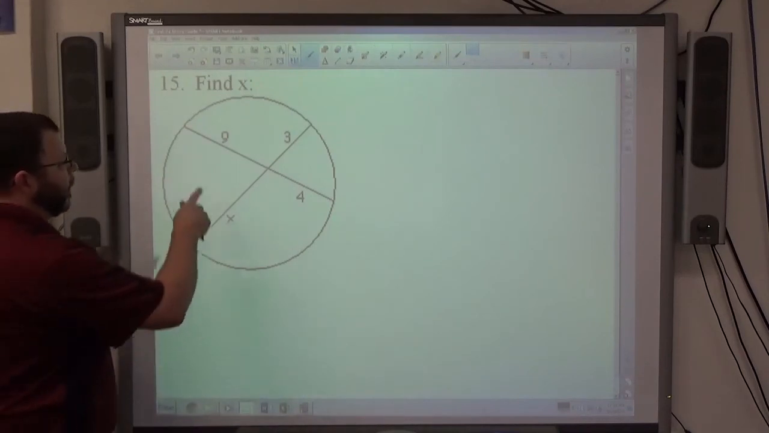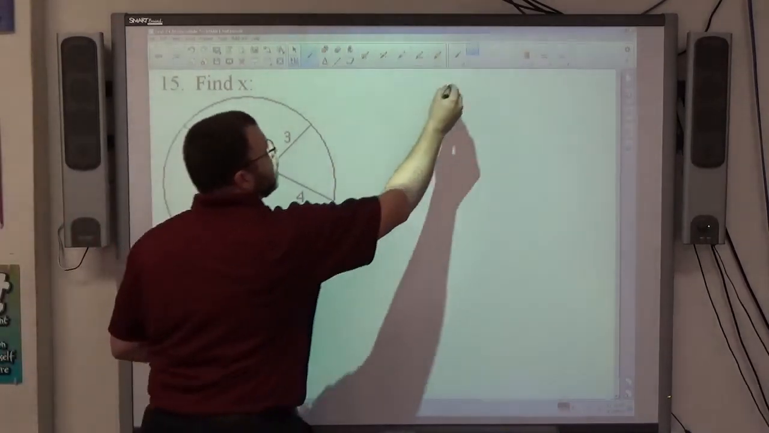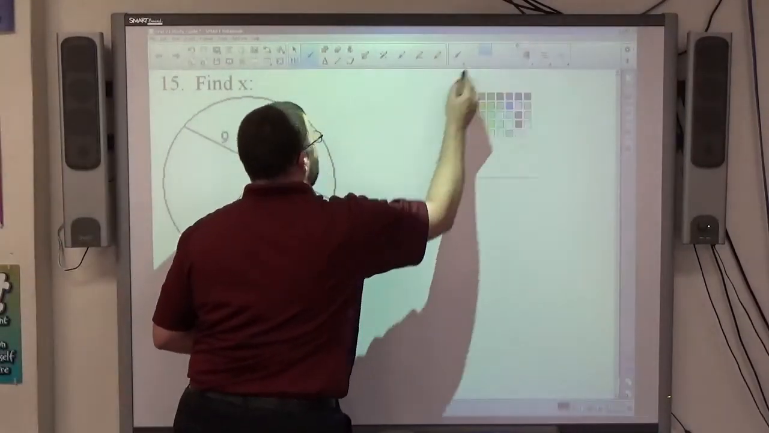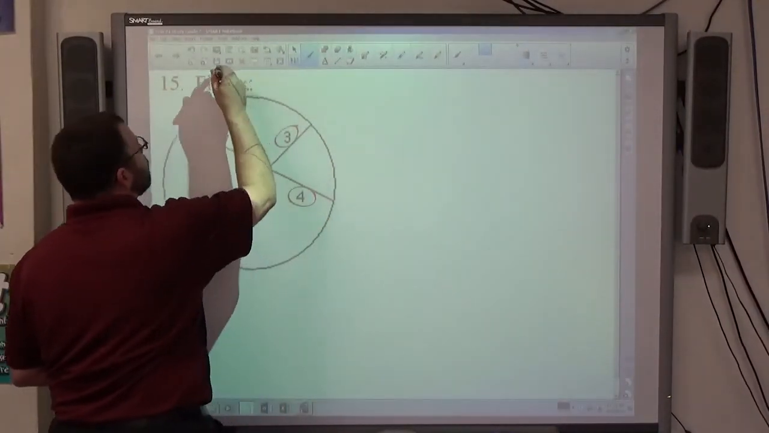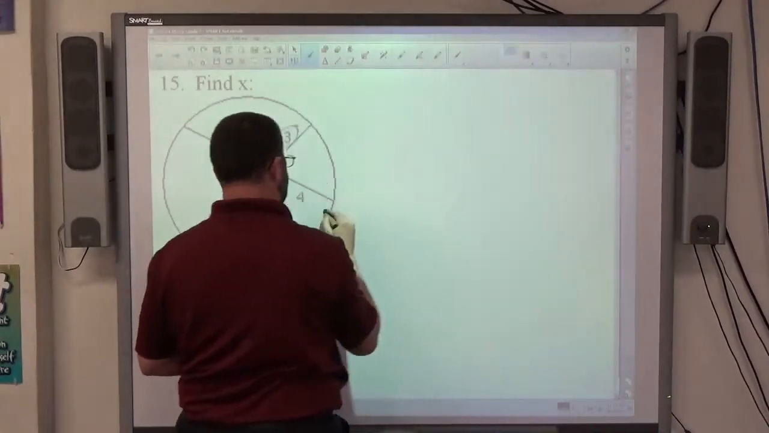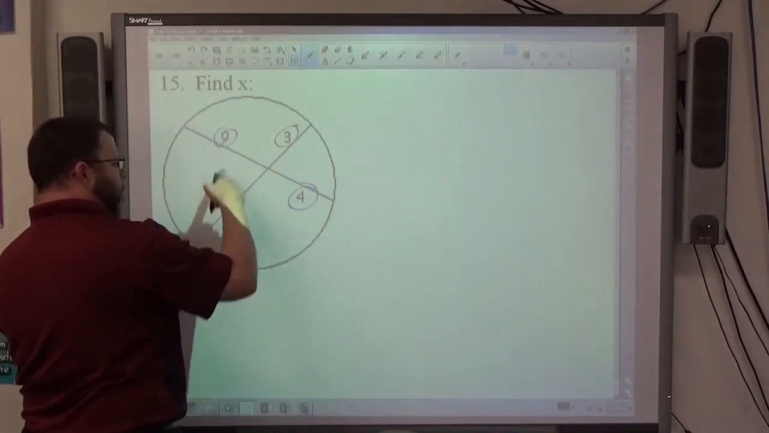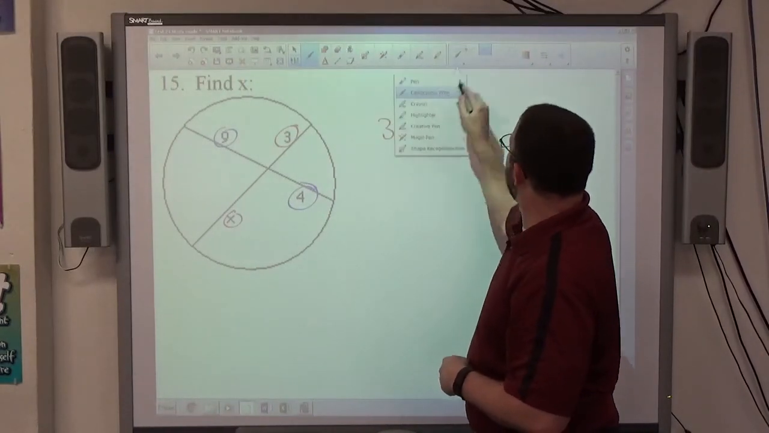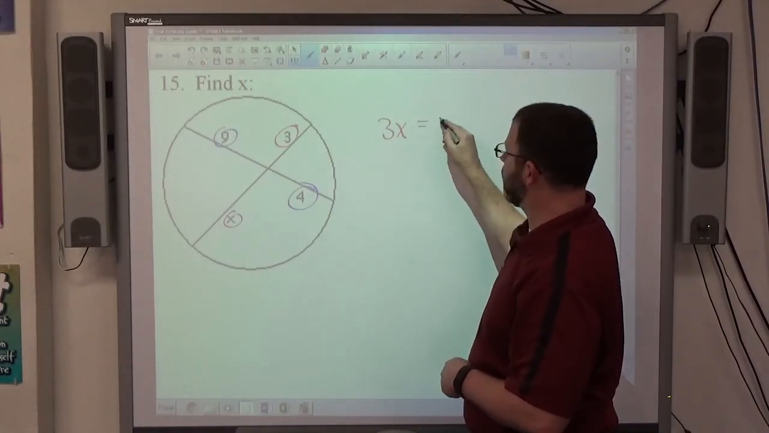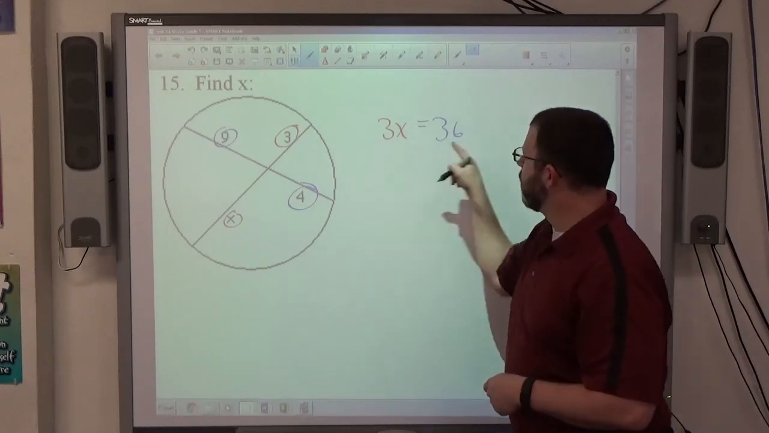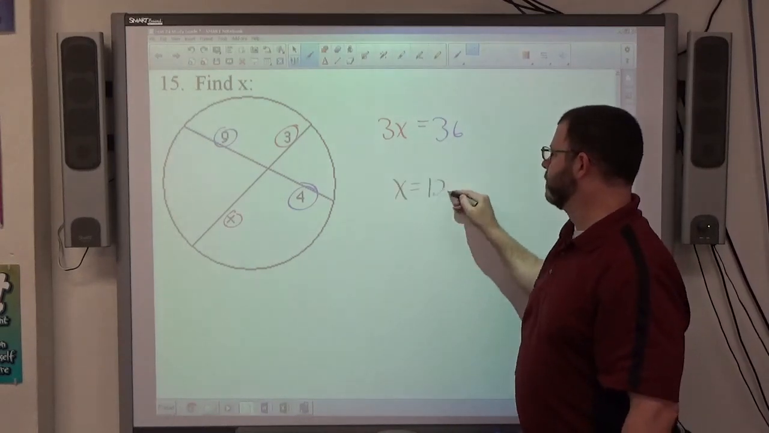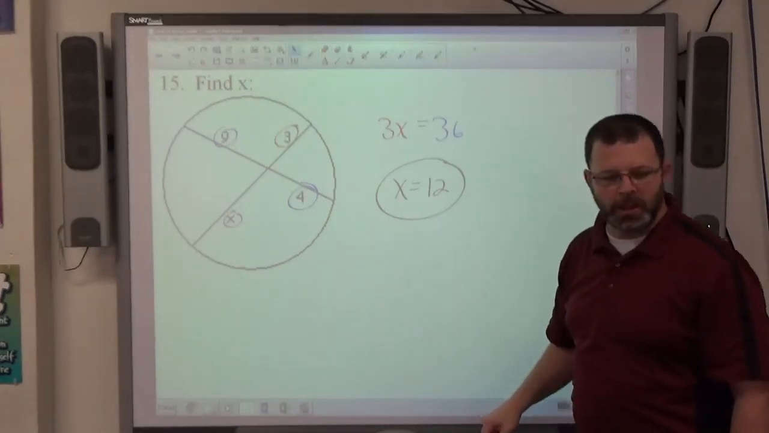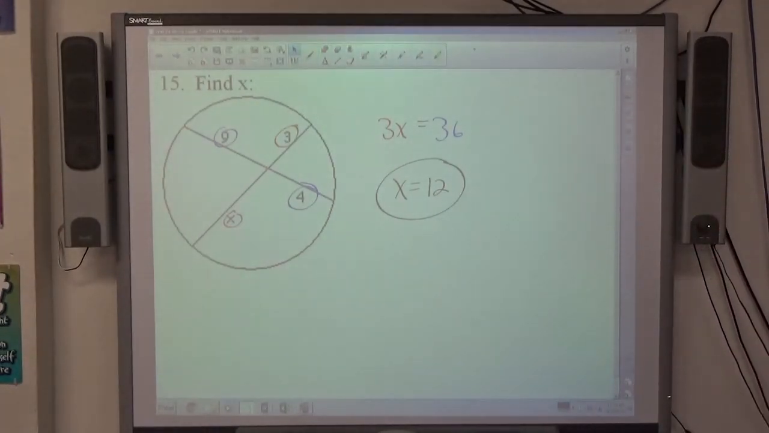The relationship between two intersecting chords in a circle is that the product of the two pieces of this chord is equal to the product of the two pieces of the other chord. So it's supposed to be blue. So that product equals that product. So that means 3x equals 36. If we divide both sides by 3, I get x equals 12. The difficulty of that problem is just remembering the rule. It'll be the same rule on the test, so study. You'll be able to do it.